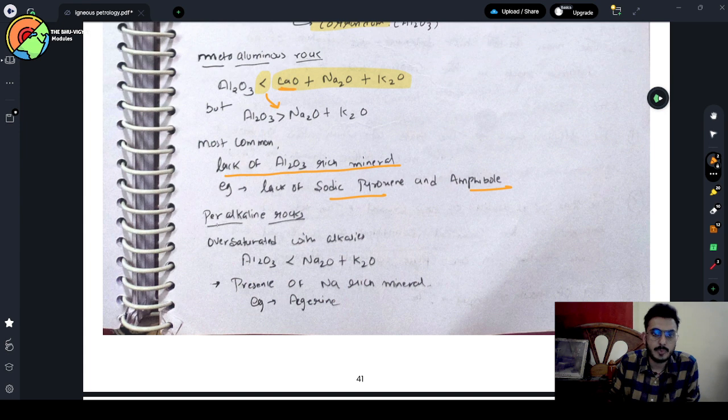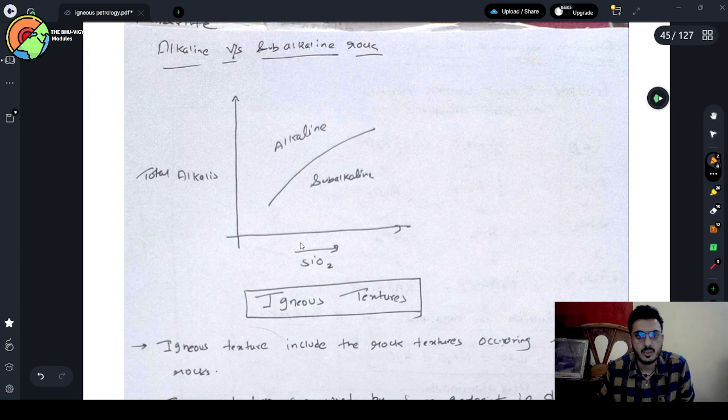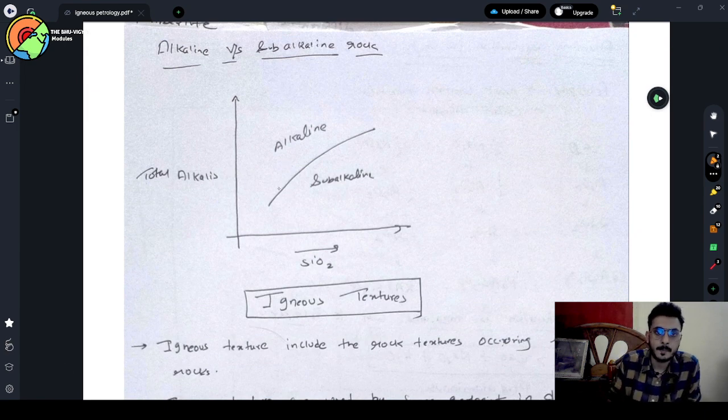Now if we move to peralkaline rock, peralkaline rock is oversaturated with alkalis. So here Na2O, K2O will be greater than Al2O3. Now this we have seen in the TAS diagram. The rocks which are above were all alkaline rocks, and the rocks which were below all are subalkaline rocks.